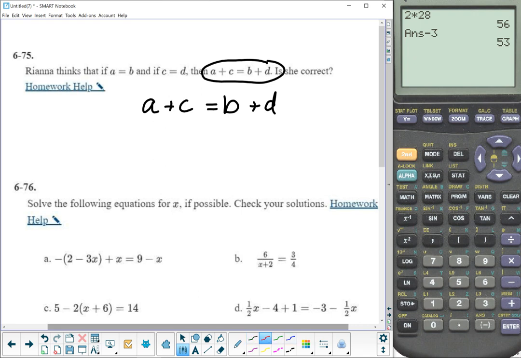And what do we know? Well, we know that A and B are the same. So instead of writing A, I'm going to write in B. And we also know that C and D are the same. So instead of writing C, I'm going to write D. And I'm going to copy everything else. So B plus D, that's my substitution, equals B plus D. I think Rihanna is correct.